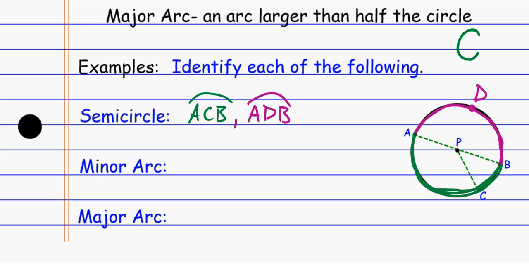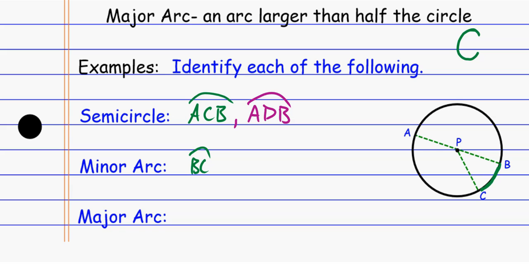When we use two points, it'll automatically be the shortest distance. So for minor arcs, we only ever have to use two points. For example, if I said arc BC, sorry, lost track of my letters here, the shortest distance from B to C is this little guy right here. It's this minor arc.